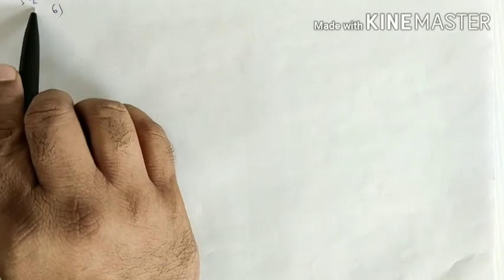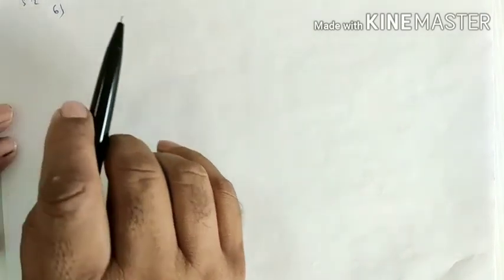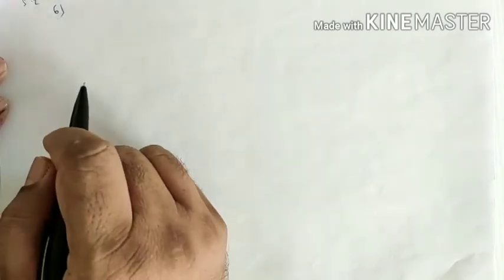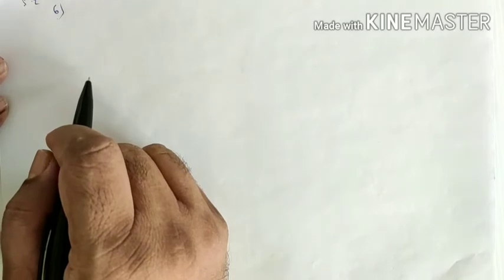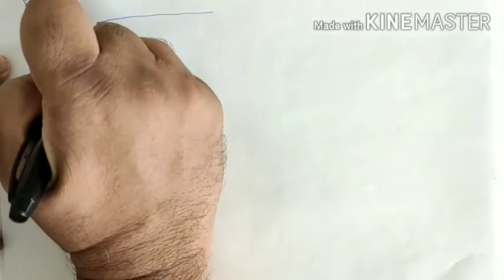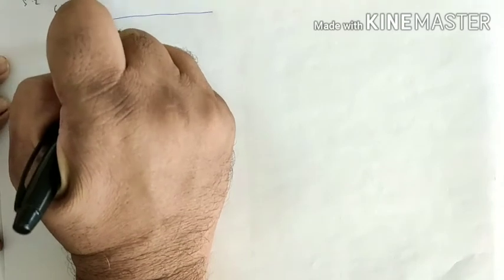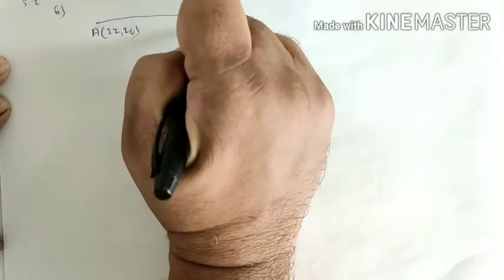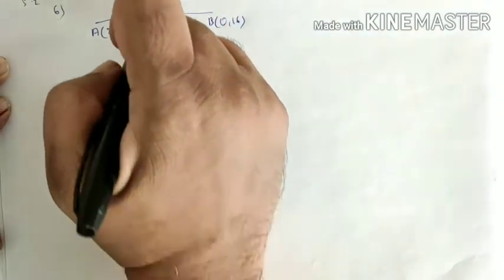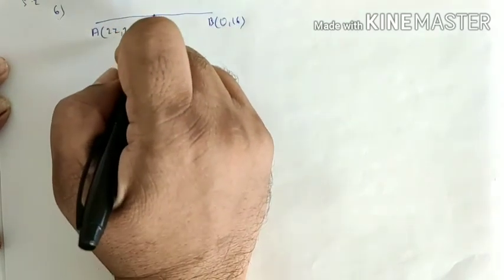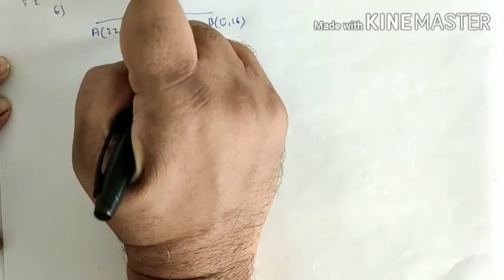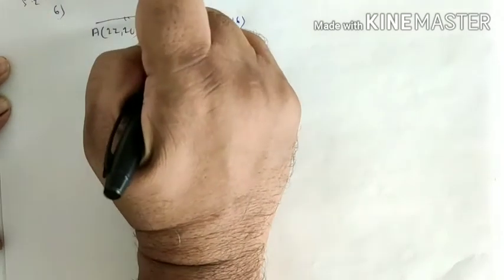Take practice set 5.2 question number 6. Find the coordinates of the midpoint of the segment joining the points (22, 20) and (0, 16). See, this is our point A (22, 20), and this is point B (0, 16). We want to find its midpoint. Let the midpoint be P(x, y).